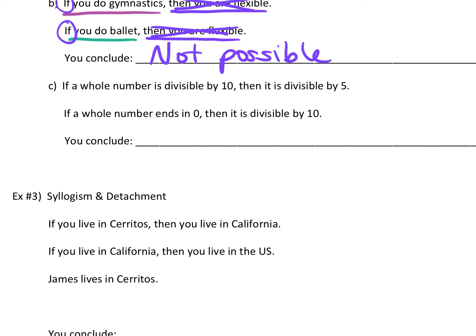If a whole number is divisible by 10, then it's divisible by 5. If a whole number ends in 0, then it's divisible by 10. That doesn't make sense. What can you conclude? Because of the two tens. Cross out the two tens.